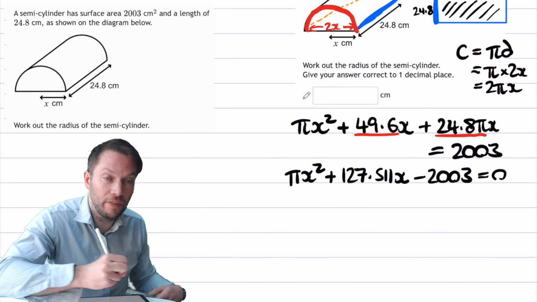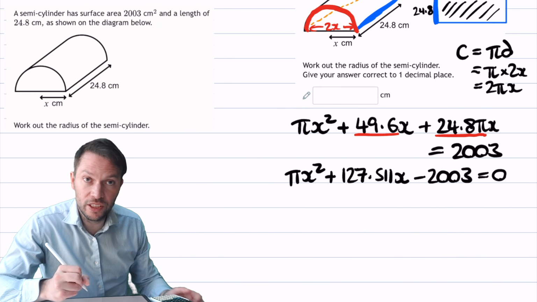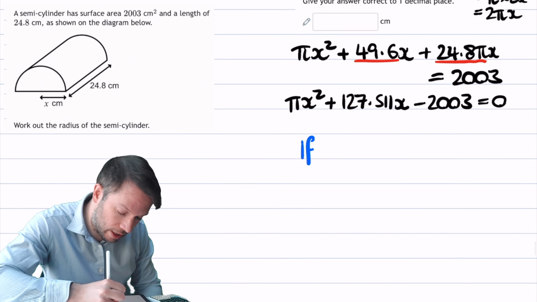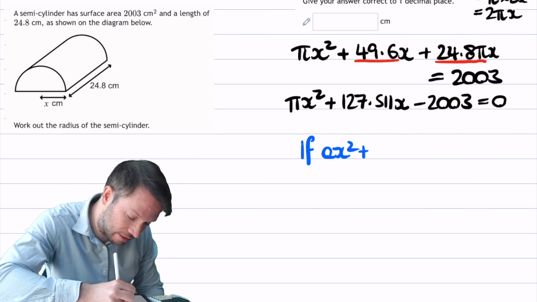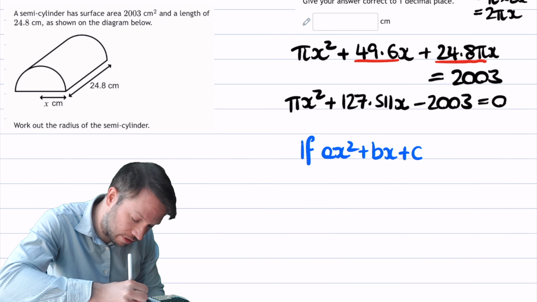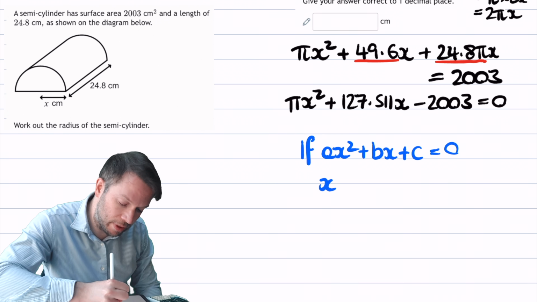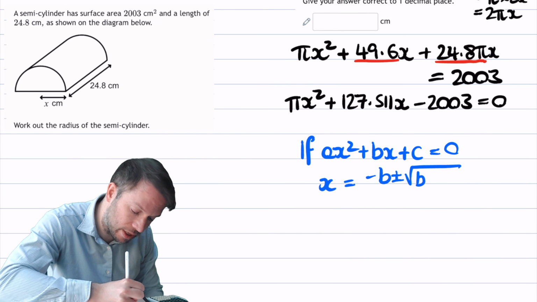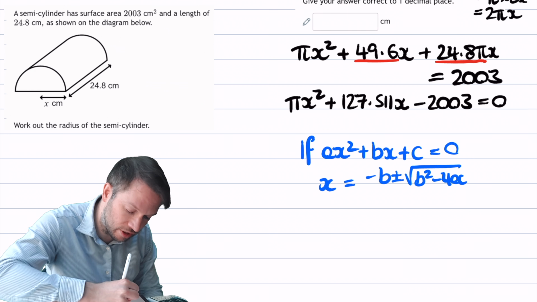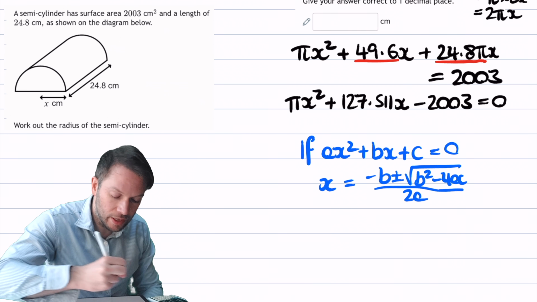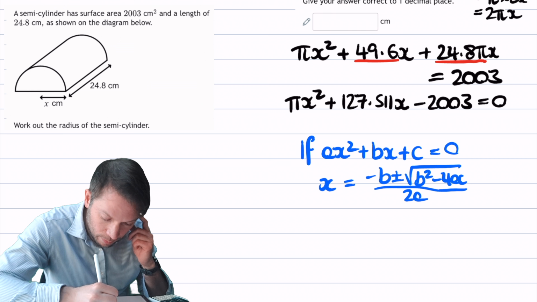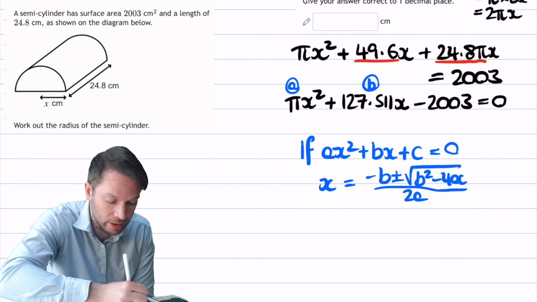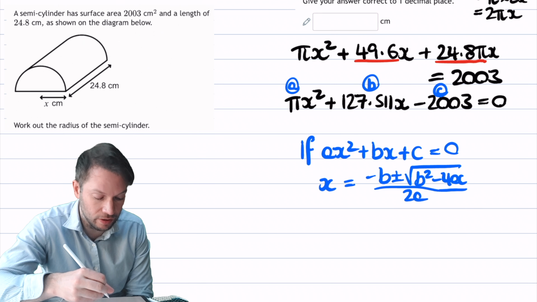Now, this equation definitely isn't factorizable, so I need to use the quadratic formula. How do we do that? If you've got ax squared plus bx plus c equal to 0, then the quadratic formula is that x is equal to minus b plus or minus the square root of b squared minus 4ac, all over 2a. So the a here is pi, the b here is 127.511, and the c here is minus 2003.